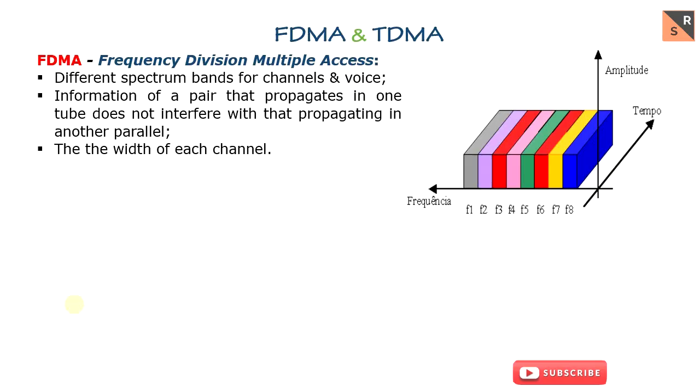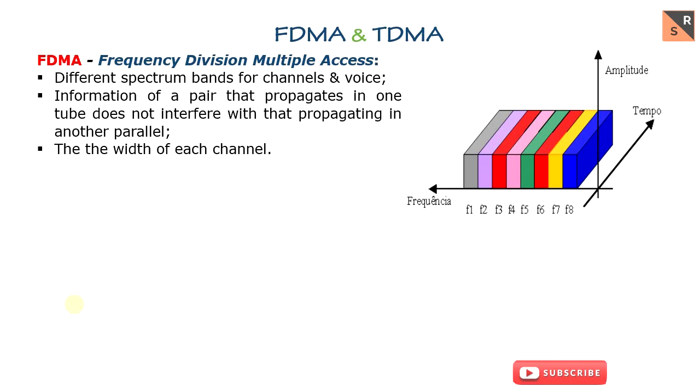The FDMA is the most common method of access, especially among analog systems. In this case, the spectrum is divided into channels, where each subscriber has his own carrier. We can make an analogy to pairs who want to communicate, where each pair uses a tube. The tube is representing a carrier. The information of a pair that propagates in one tube does not interfere with that propagating in another parallel. The number of channels in the system will depend on the width of each channel. Among the available channels, a small portion is dedicated to control channels, the rest being used for voice traffic.